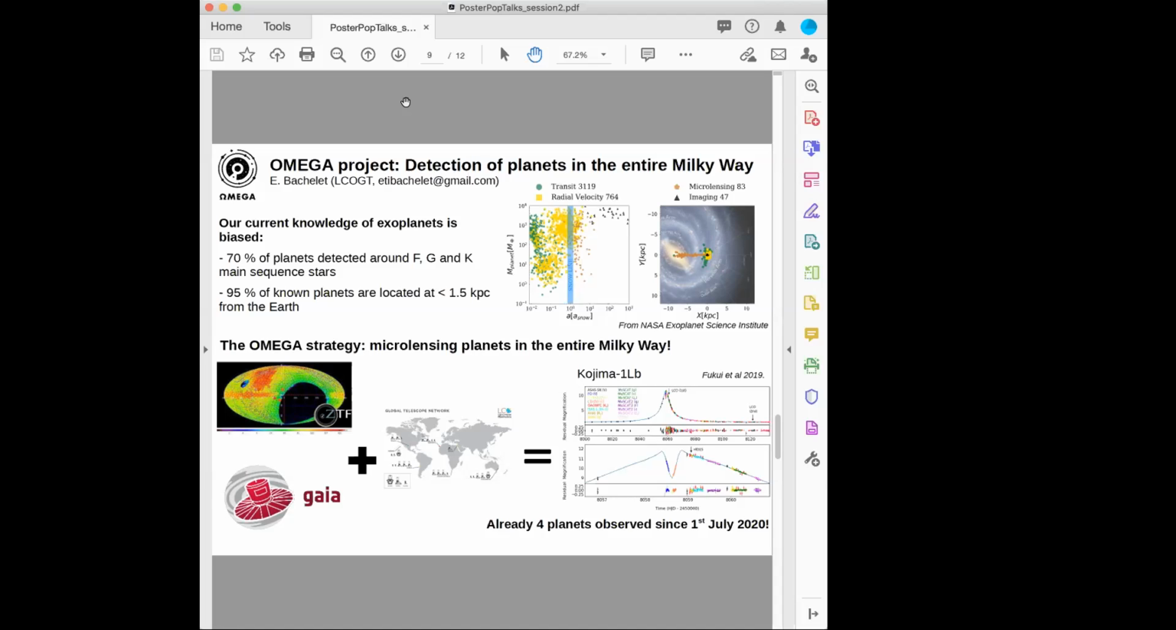But fortunately now we have new all-sky surveys that allow us to detect microlensing events across the entire Milky Way. So the Omega strategy is based on collecting microlensing candidates from these all-sky surveys, such as ETF and Gaia, and using the LCO telescope network to make intensive follow-up. And using this strategy, we found the first microlensing planet in the direction of the anticenter of the Milky Way. And since July, when the project started, we already caught 4 planets. So you can come to the poster to talk more about this.